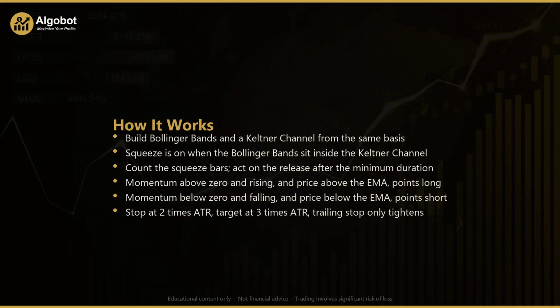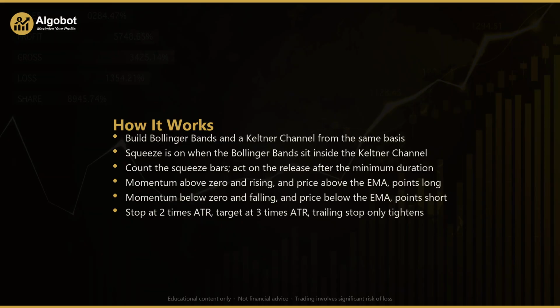A maximum spread guard blocks entries when trading costs are unusually wide, and only one position per magic number is held at a time. When a long is taken, the stop loss is placed the stop multiplier times ATR below the entry, and the take profit the target multiplier times ATR above it. For a short, those are mirrored. With the default settings of 2 times ATR for the stop and 3 times ATR for the target, the reward-to-risk ratio is about 1.5 to 1.